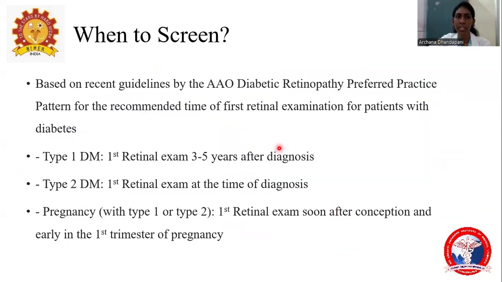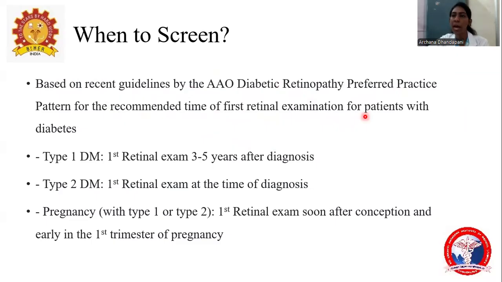And when do we screen these patients? Based on recent guidelines by the AAO, the American Academy of Ophthalmology, diabetic retinopathy preferred practice pattern, the recommended time of first retinal examination for patients with diabetes is, in case of type 1, 3 to 5 years after the diagnosis.